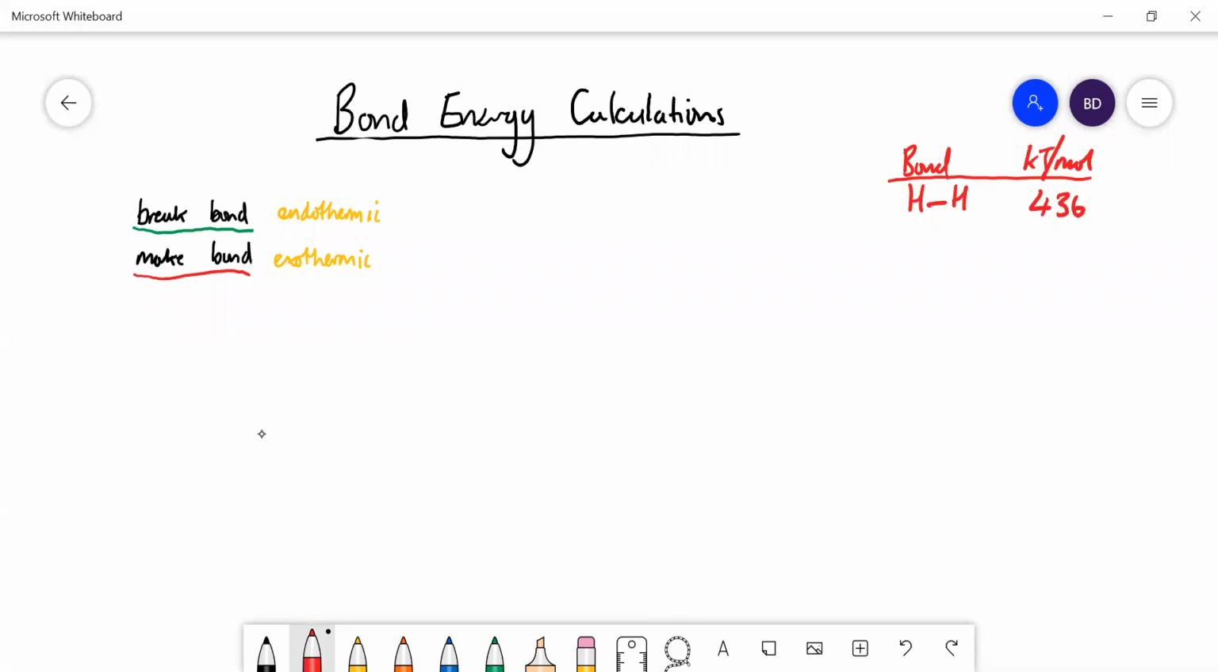Now, what does per mole mean? Well, it means 6.02 times 10 to the 23 bonds, the Avogadro number, the number of atoms in a mole. We use the same thing here. One bond is obviously a tiny amount of energy, so we're dealing with large numbers of them. We measure them per mole.